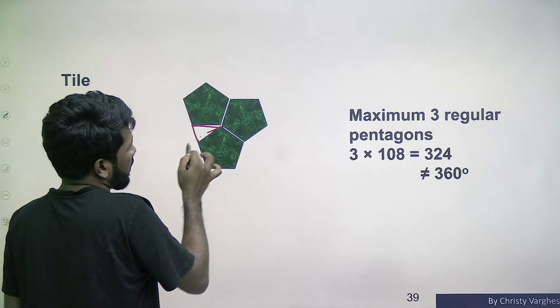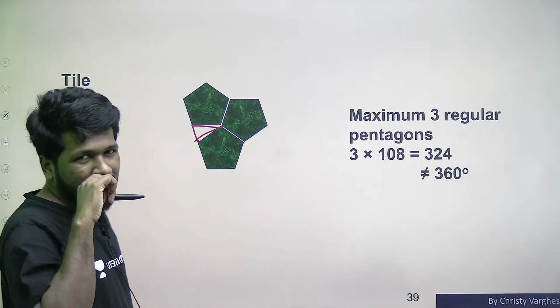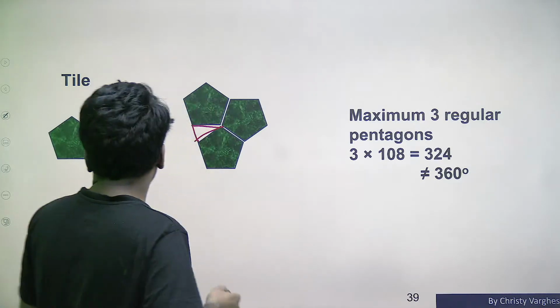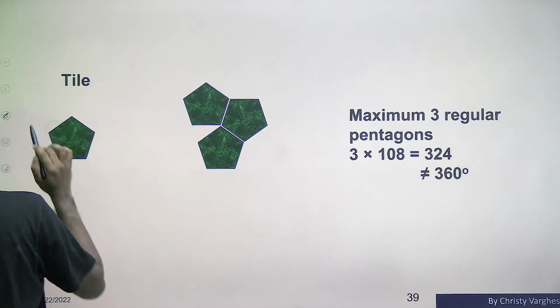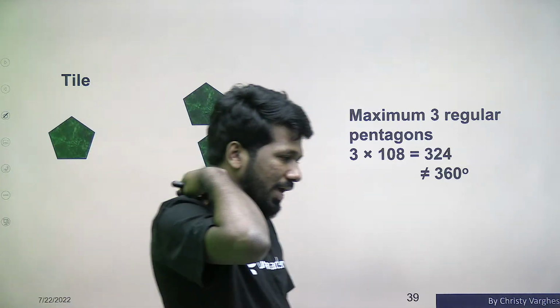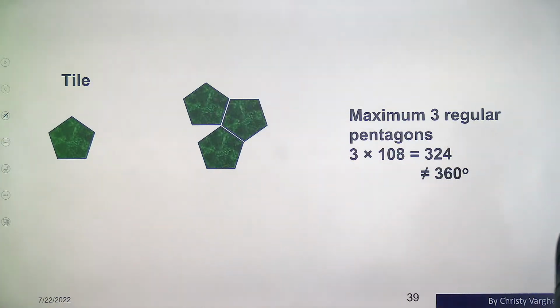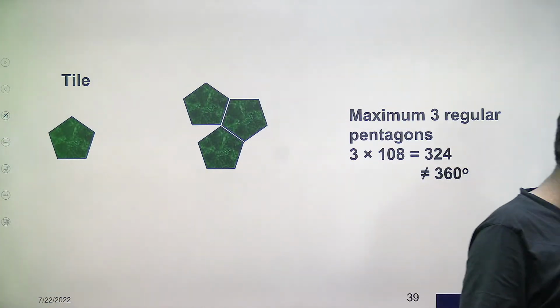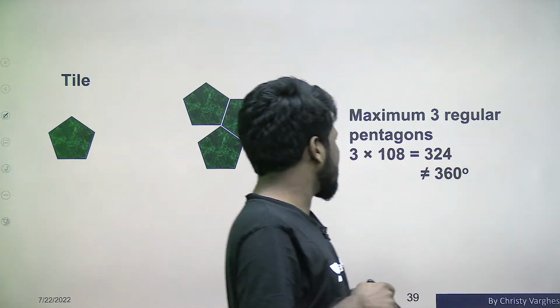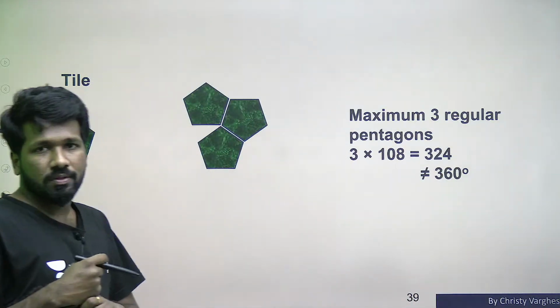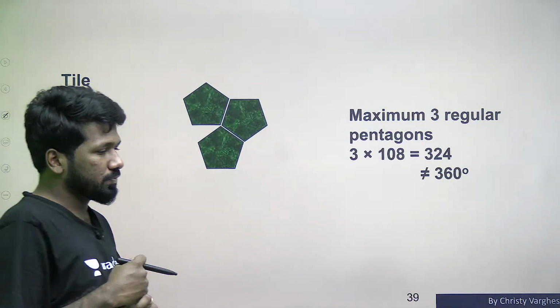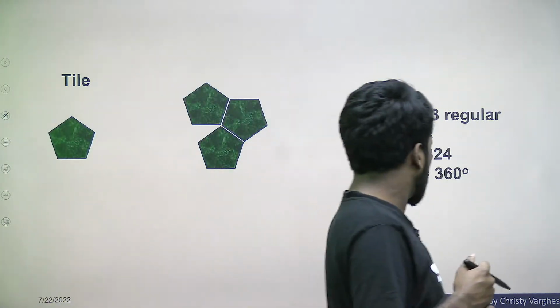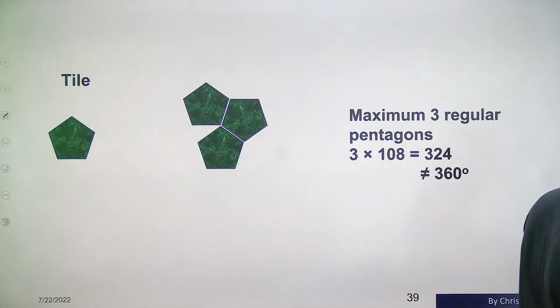That needs another triangle or another shape. That is not a proper tiling. That is why regular pentagon is the answer for this question. How many of you understood this? Please respond. Regular pentagon is the answer. Is it clear? Please respond. How is regular pentagon the answer?